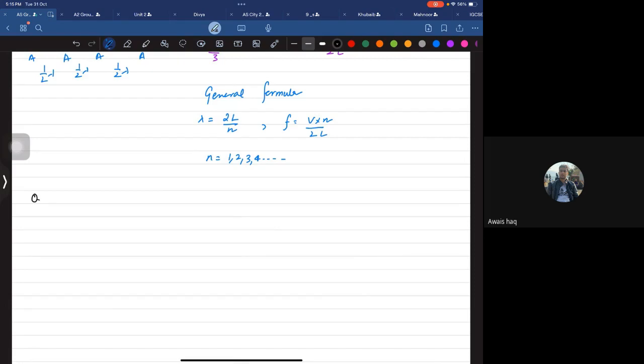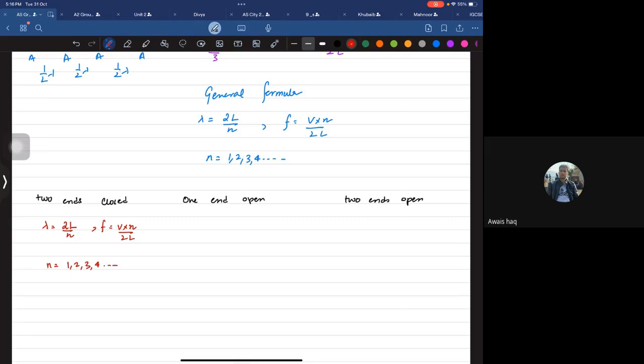So, two ends closed. For these ones, the formula is V equals 2L over N, lambda equals 2L upon N, and F equals V times N over 2L. And obviously, N would be 1, 2, 3, 4, and so on.